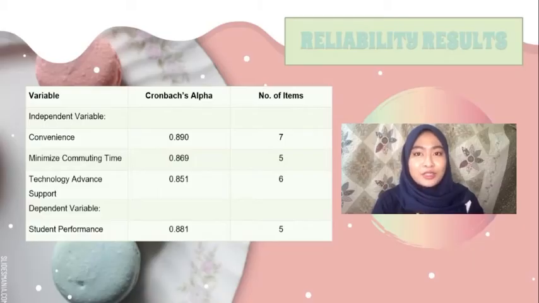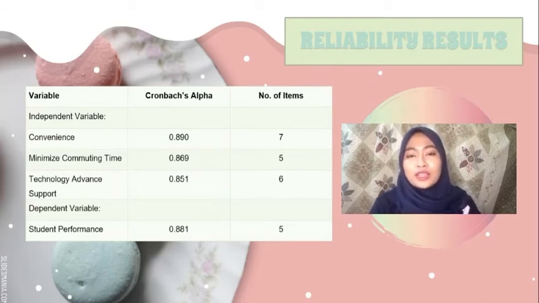This table shows the reliability result of the actual field of the study. The Cronbach's alpha value should be more than 0.6 to determine the reliability of the variable, and the results show that our results are between 0.6 and 0.8. Therefore, all the variables involved are reliable and can be trusted.